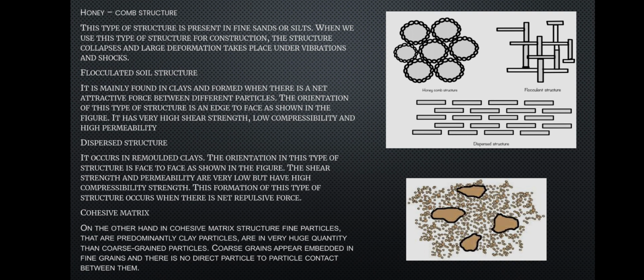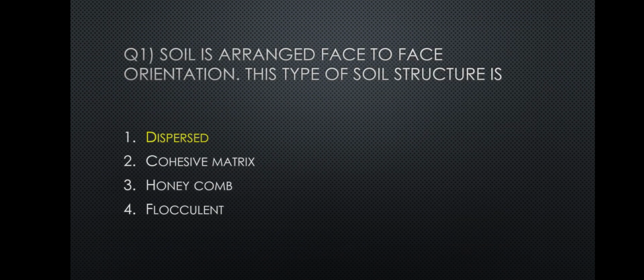So in case of honeycomb, as the name suggests, it resembles the shape of a honeycomb. Also if we use it in a structure, the structure may collapse and deformation will take place. While in case of flocculated, it is an edge to face orientation. In case of dispersed, it is face to face, and in case of cohesive matrix, the coarse grained particles are surrounded by a huge quantity of fine grained. Also there is no contact between the particles. So in the question, the soil is arranged in face-to-face orientation. So this type of soil structure will be option number 1, that is dispersed.